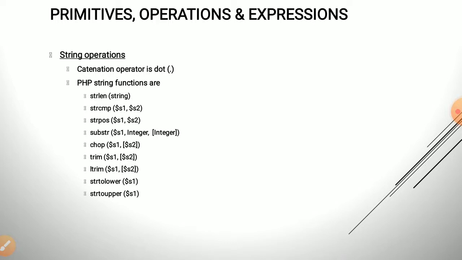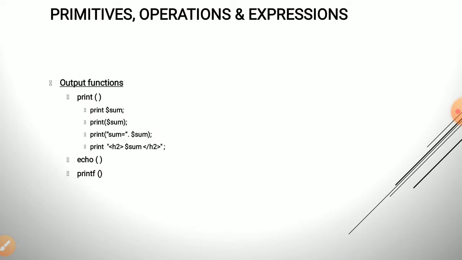The next functions are strtolower and strtoupper. strtolower converts uppercase letters to lowercase, and strtoupper converts lowercase letters to uppercase. So these are the string functions used in PHP.